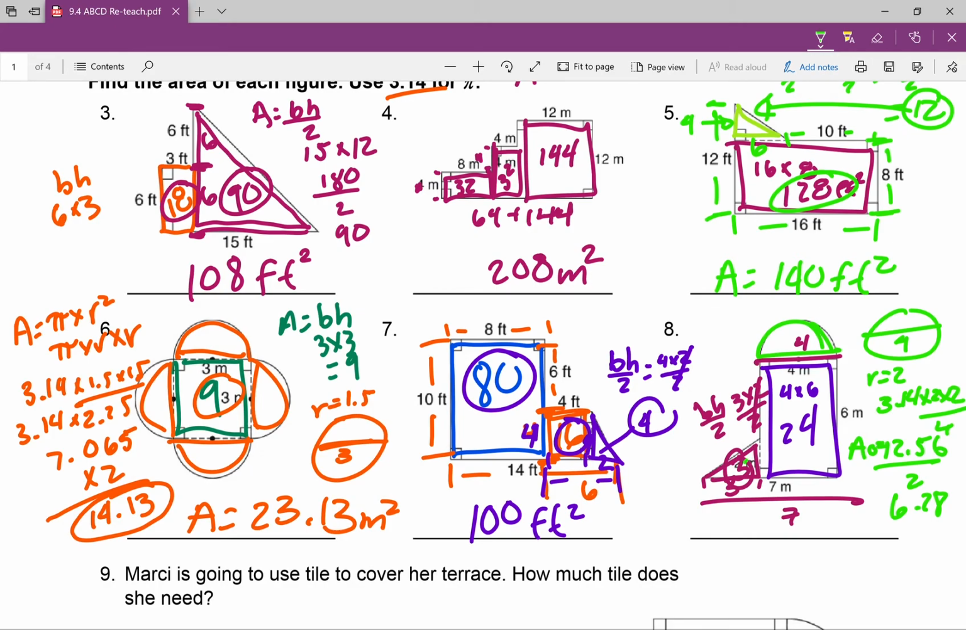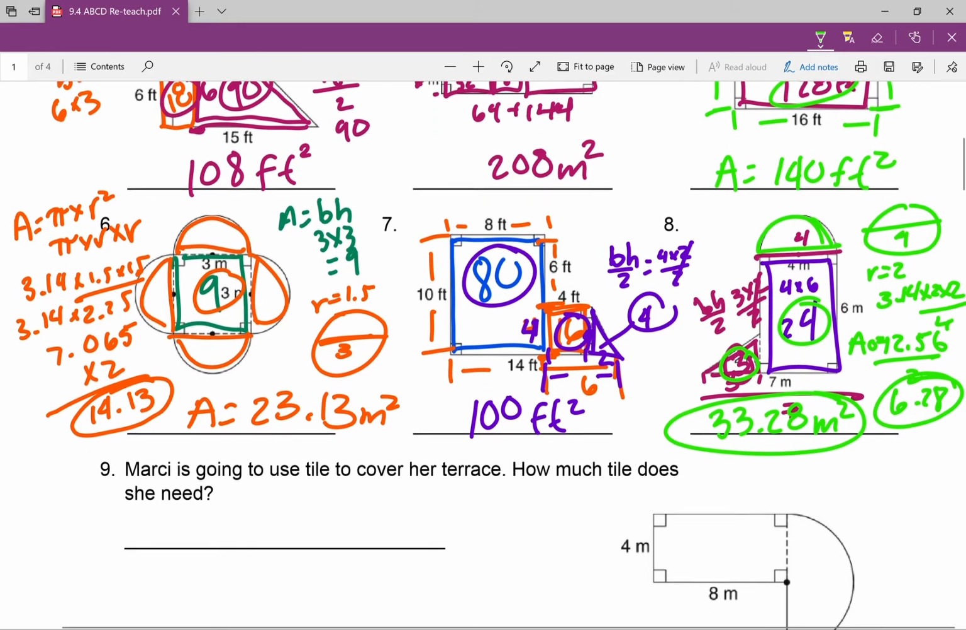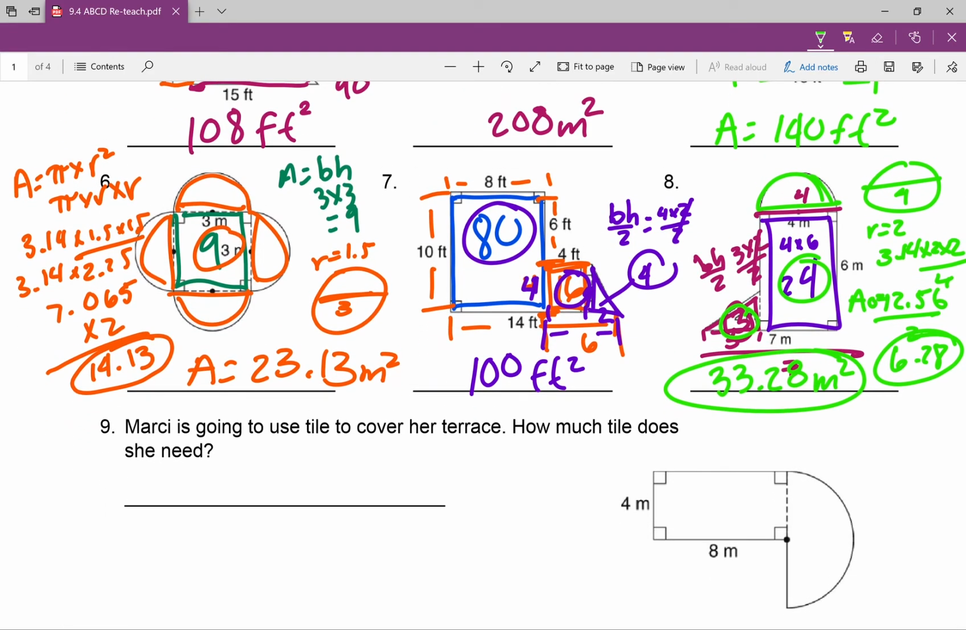Now I can add the 3, the 24, and the 6.28 to get 33.28 meters squared. That's my answer for that one. Again, whenever you have a semicircle, remember to find the area of a regular circle, then divide by 2. If it's a quarter of a circle, you divide by 4.